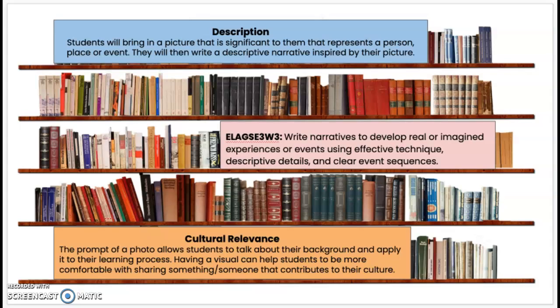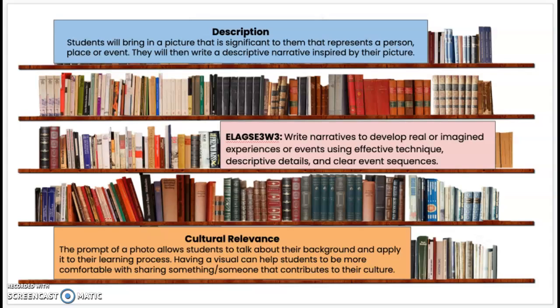And this aligns with our third grade standard that we focus on in quarter one of narrative writing, which is laid out as: write narratives to develop real or imagined experiences or events using effective techniques, descriptive details, and clear event sequences. In this case, obviously, it would be real experiences or events. And that standard is also broken down into other little bits and pieces about things that should be incorporated in that narrative.